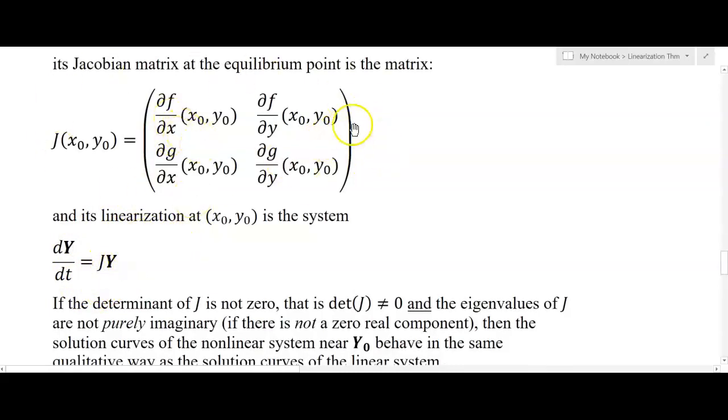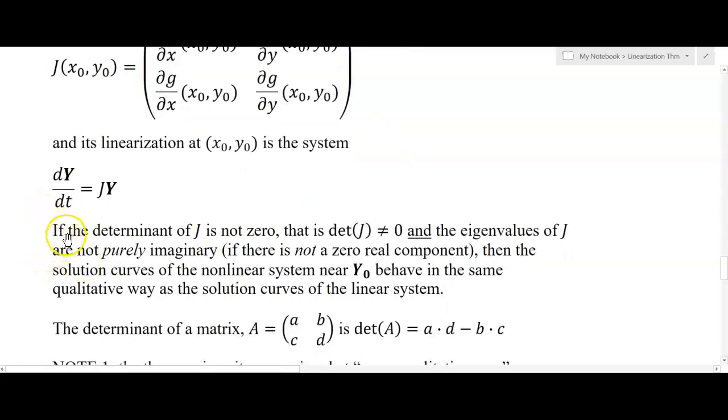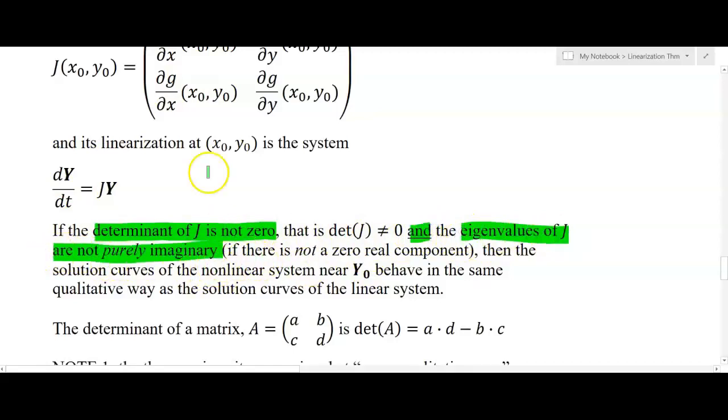We'll give a little bit of insight into this. It turns out it's pretty intuitive, but let's not do it now. Now this does have some restrictions. This is the valid linearization as long as 2 things hold. The determinant of J is not 0, that is, this is the notational way to write it. And the eigenvalues of J are not purely imaginary. So for example, purely imaginary would be if I wrote 3i. But something that is not purely imaginary would be something like 2 plus 3i. So here you have a non-zero real part and an imaginary part.